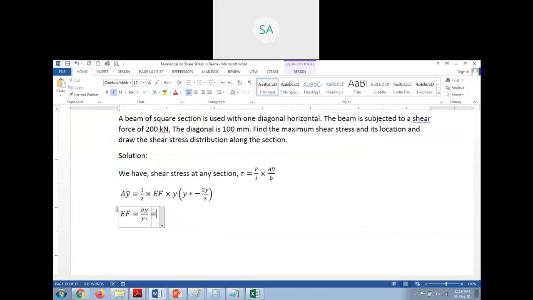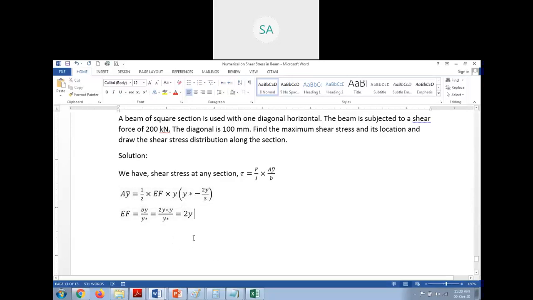So this is equal to, B is 2Y star, right? Now this Y star gets cancelled, so EF will be equal to 2Y. Okay, so I got the value of EF. Now I can substitute in this expression and try to simplify. And I know the value of Y star, so I can put that value also and try to simplify this.